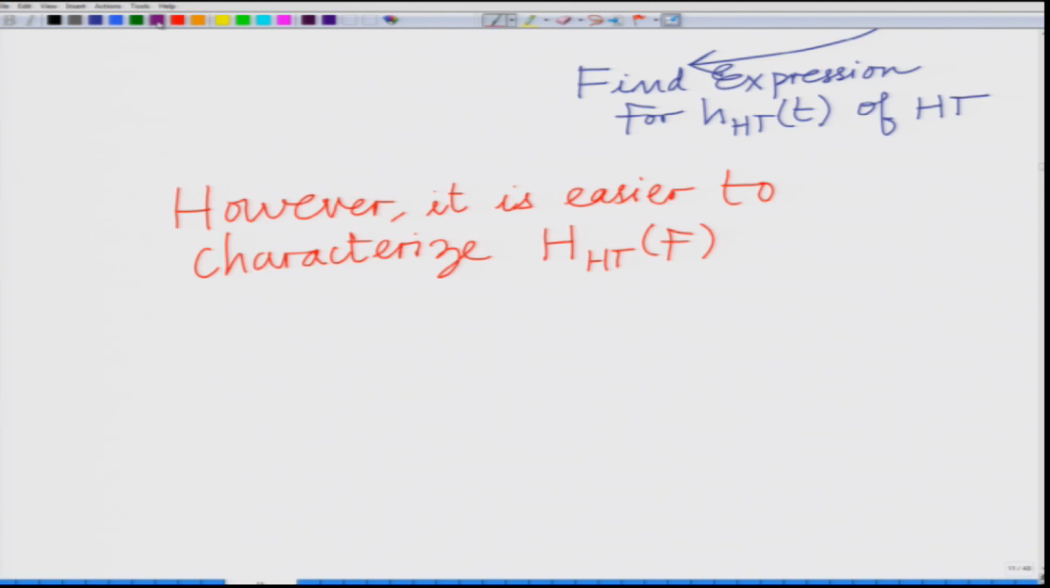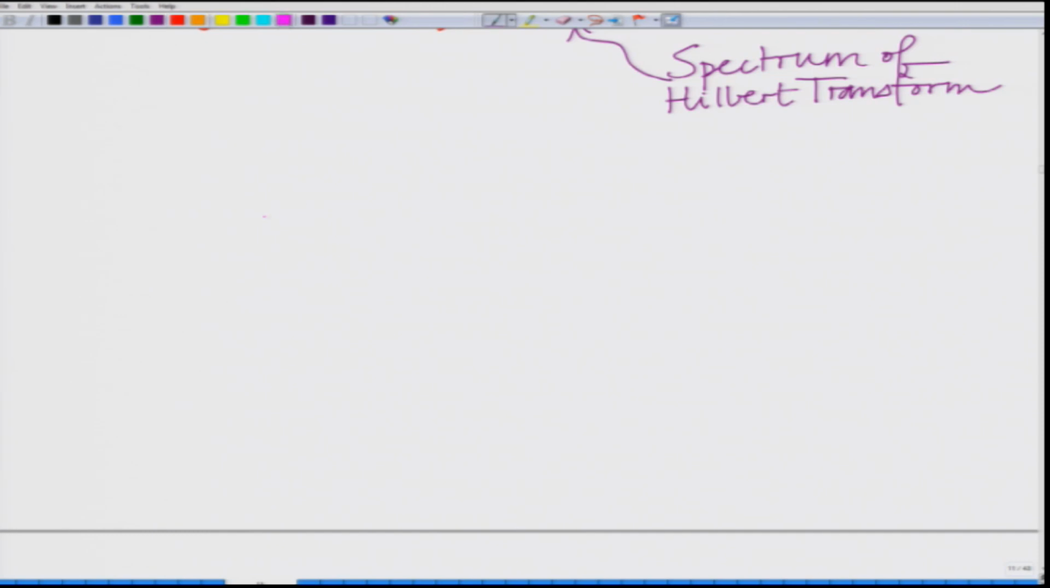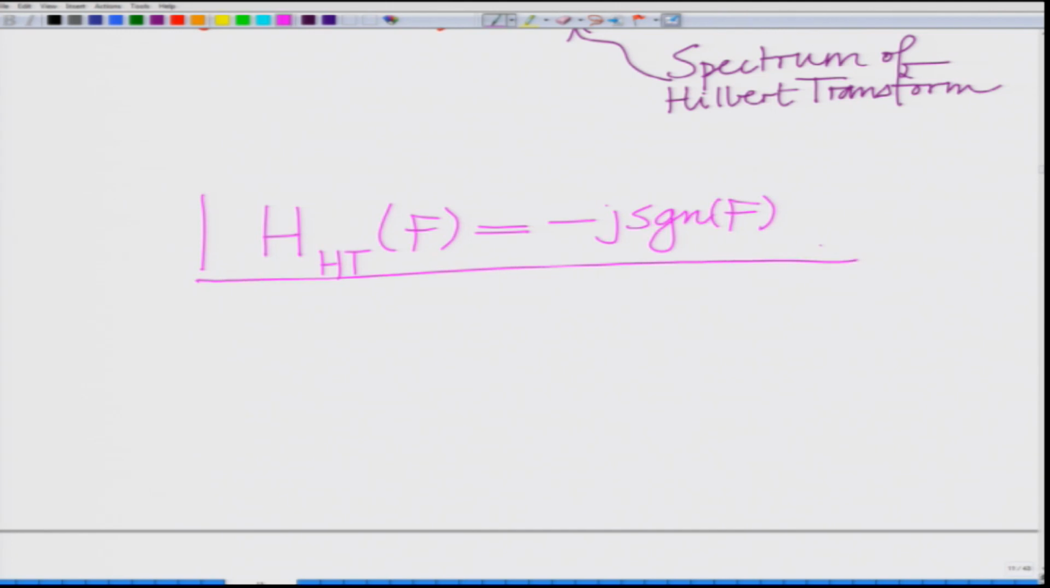That is the spectrum of the Hilbert transform. You can also call this the spectrum of the Hilbert transform. And indeed, the spectrum of the Hilbert transform has an elegant representation, given as H hat of f equals minus j sine of f. I am going to explain what this sine function is shortly.